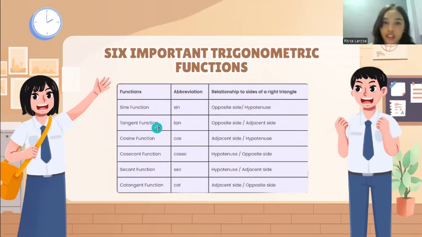Next, the tangent function. The abbreviation is tan. Its relationship to the sides of a right triangle is opposite side over adjacent side. Next, the cosine function. The abbreviation is cos. Its relationship to the sides of a right triangle is adjacent side over hypotenuse.